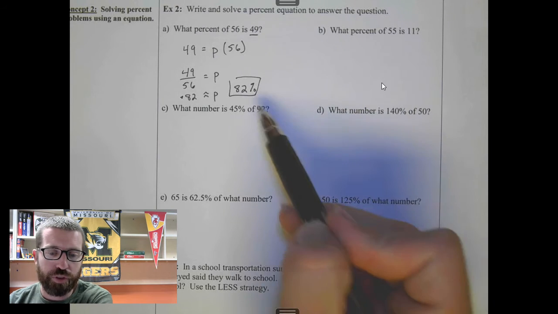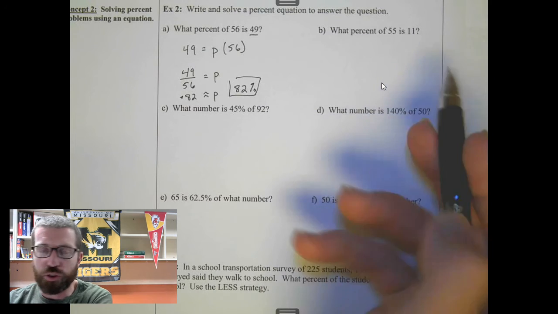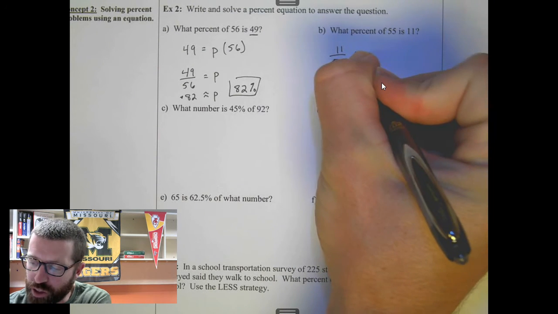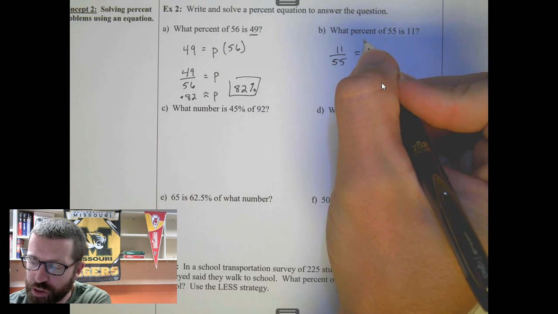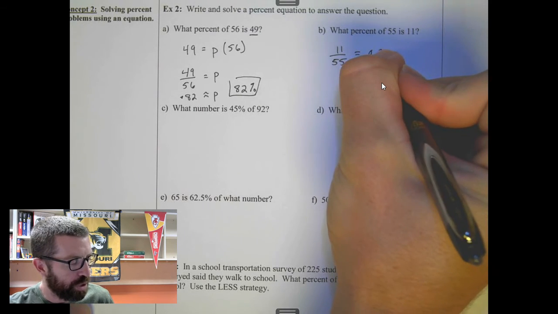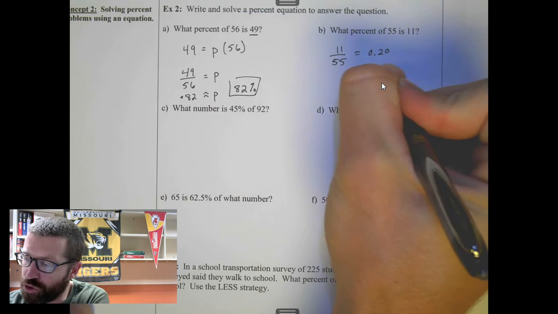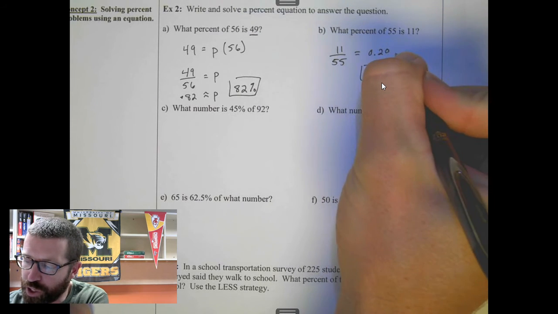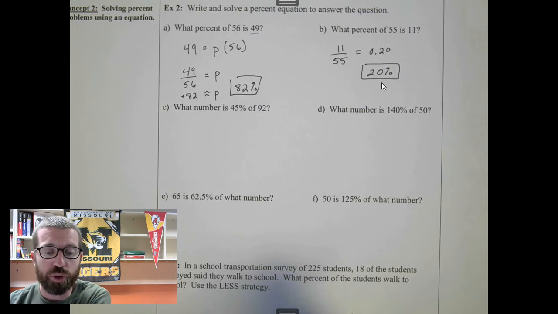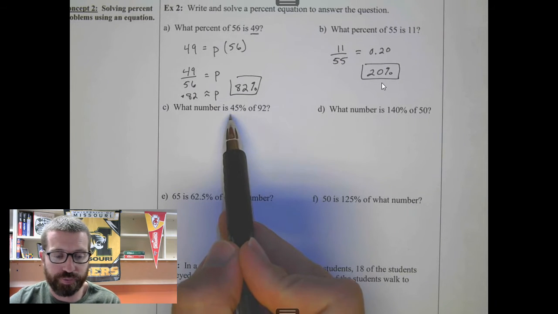B says, what percent of 55 is 11? So now let's do this quicker, right? You shouldn't need to write this out. What percent of 55 is 11? That would be 11 over 55. And that is 0.2, I believe. 0.2, and we'll keep 0.20. And so that is 20%. When you multiply by 100, or really the shortcut you need to know is just move the decimal 2 places to the right.